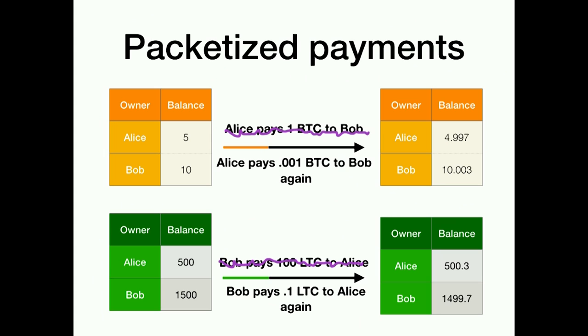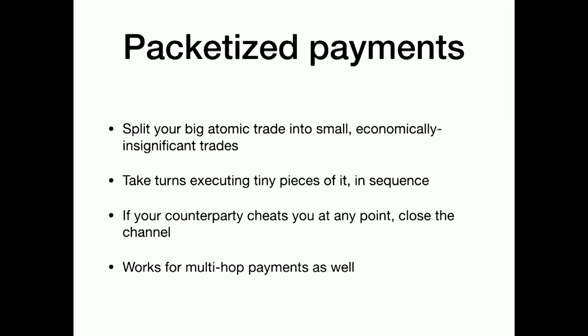This is, again, a very small piece of the Interledger protocol, but the part that I'm focusing on. I'm simplifying a lot of the ways the protocol works as well, but more or less, you just split it up into really tiny trades, and you execute each of those one at a time so that if at any point somebody tries to cheat you, you can just exit.